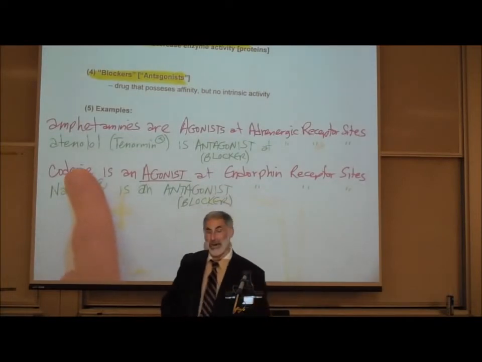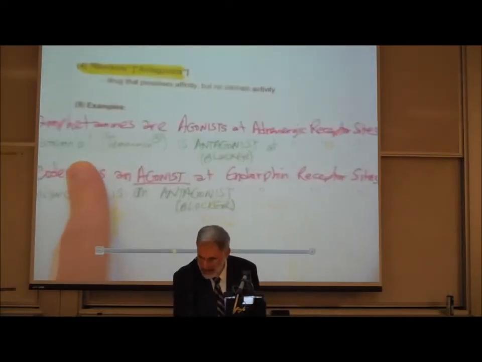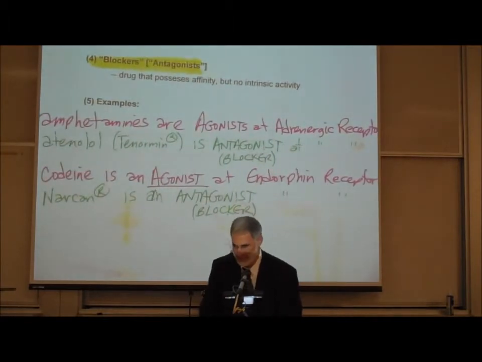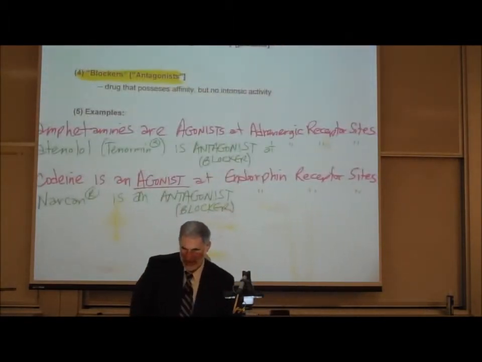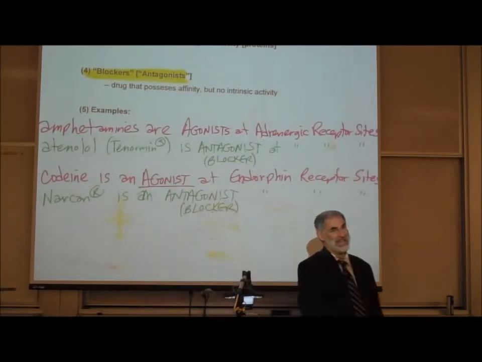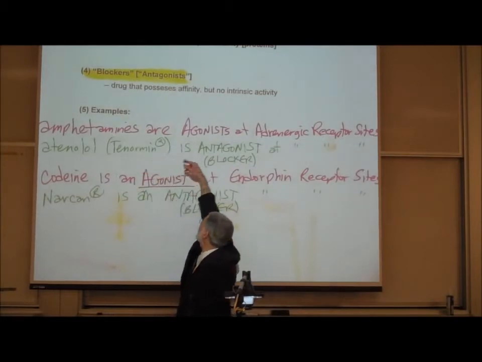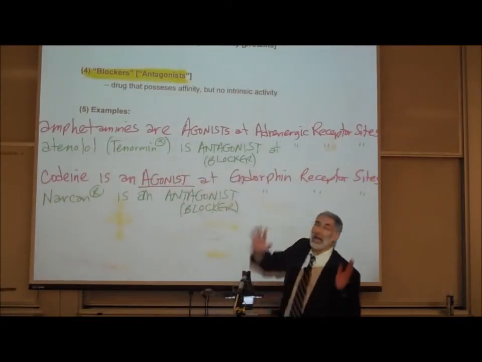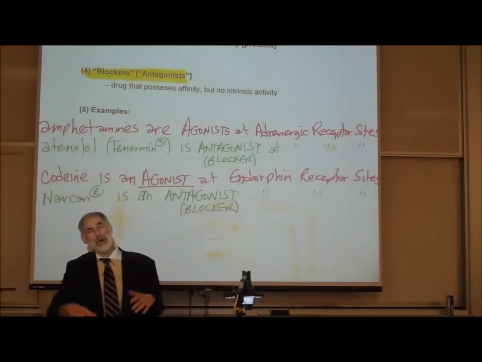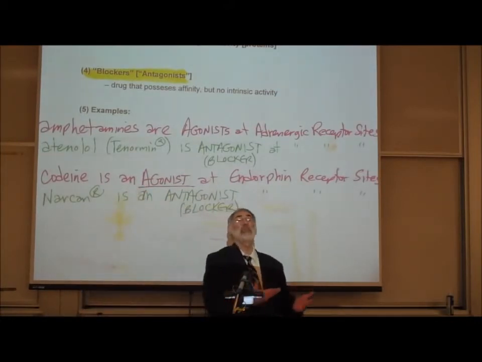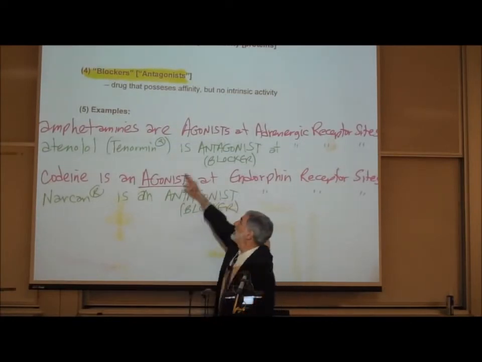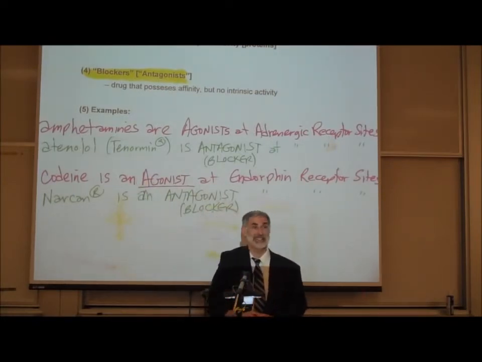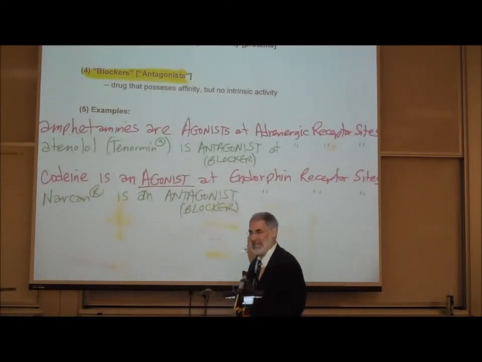Now, on the other hand, the drug atenolol, which goes under the brand name Tenormin, is an antagonist or blocker at the adrenergic receptor sites. So what is it doing? It's doing the opposite. It's blocking the adrenaline receptor sites. So amphetamine is an agonist or mimetic to epinephrine or adrenaline, and atenolol is a blocker of the adrenaline receptor sites. Both have affinity for the receptor site. But whereas amphetamines activate the receptor site, atenolol blocks it. It does not activate it, but it prevents our own adrenaline from attaching.